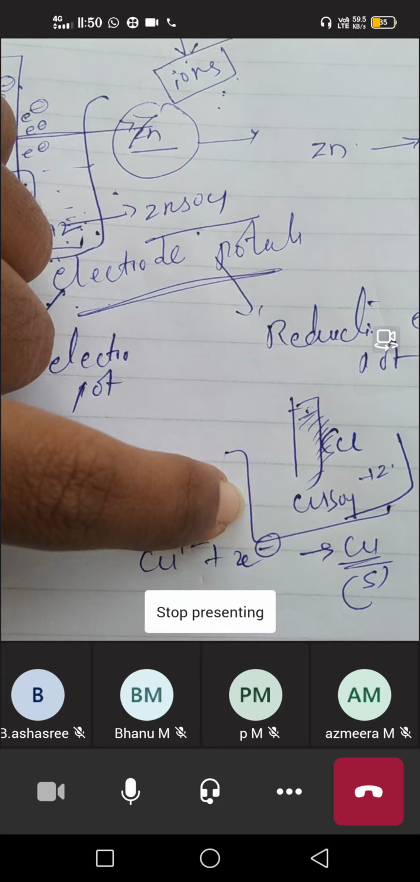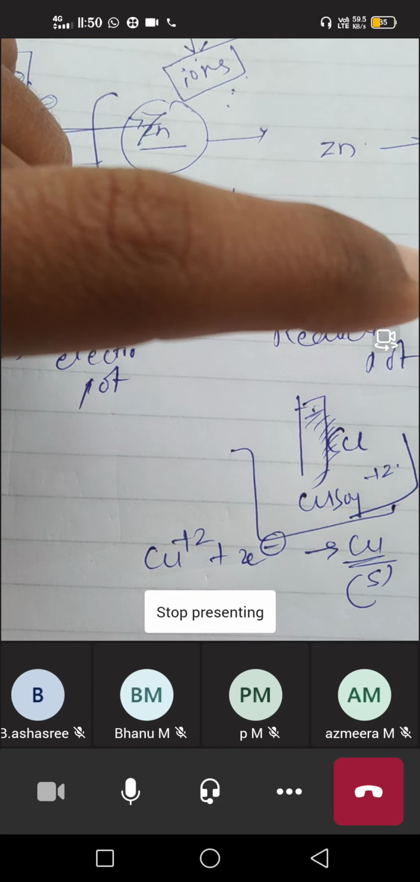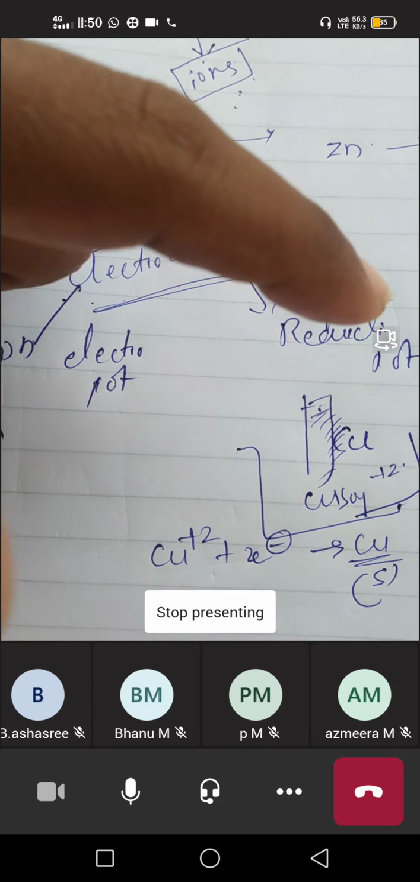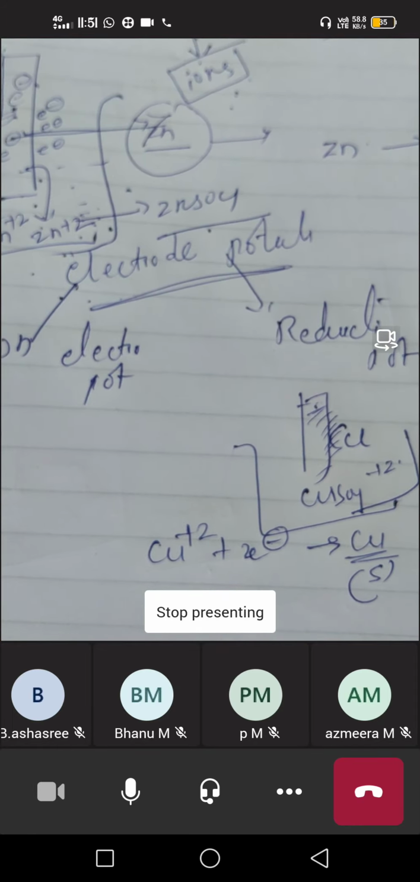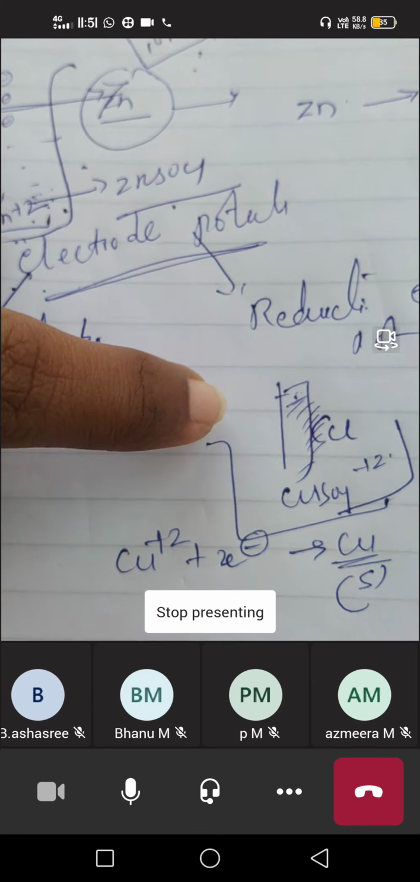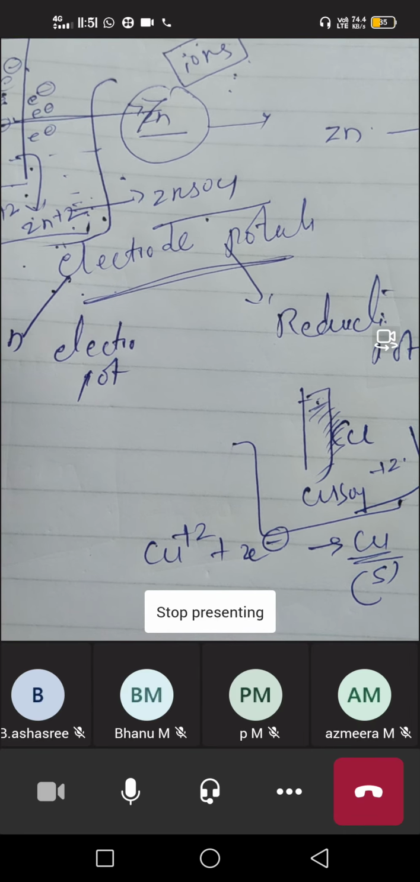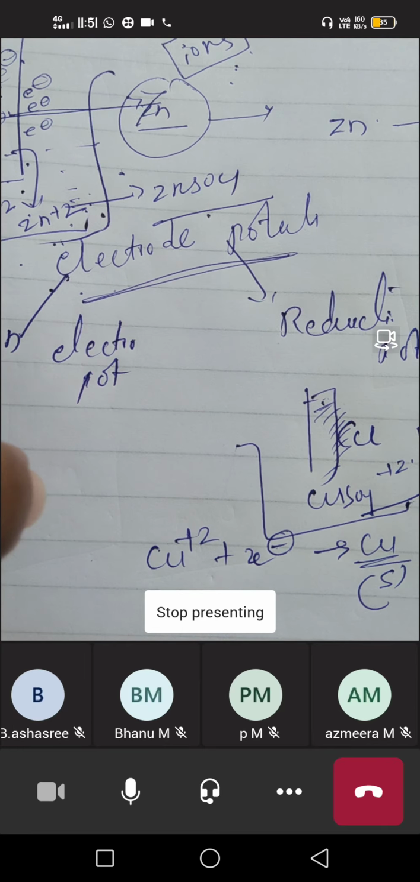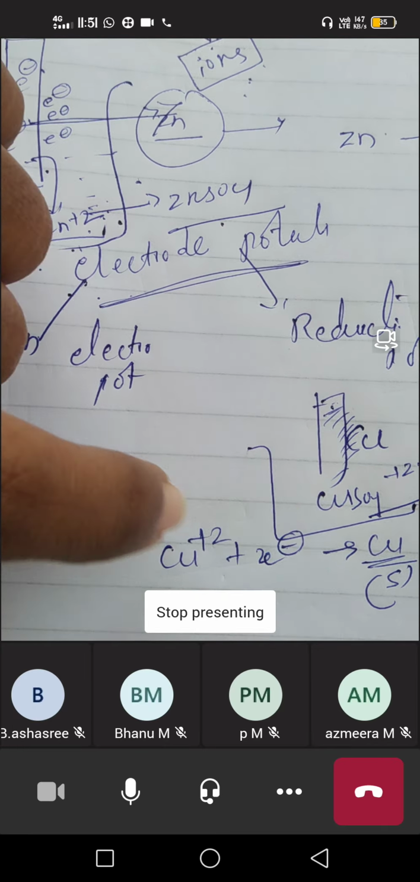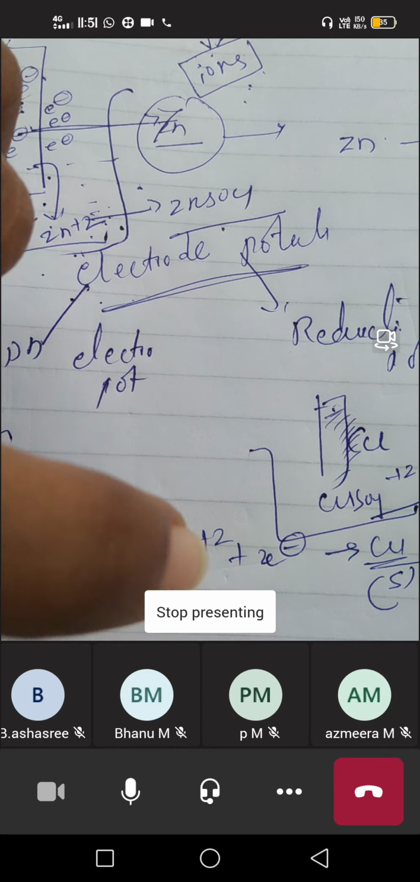Here also a potential difference will be generated between the electrode and electrolyte. This is also called the electrode potential of copper. But here copper is undergoing a reduction reaction. That's why we are calling it the reduction electrode potential.